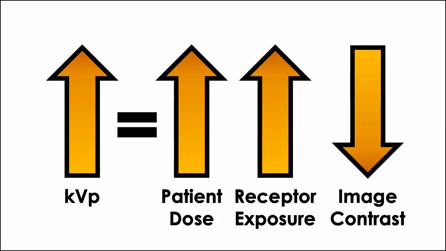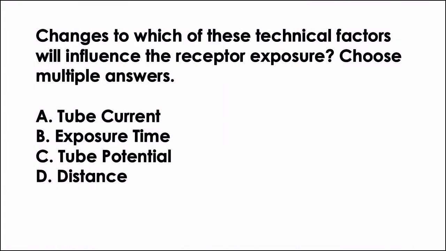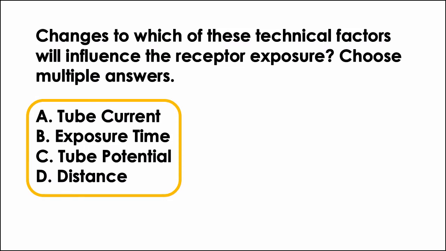Here's a practice problem to make sure you understand these concepts. Changes to which of these technical factors will influence the receptor exposure? Choose multiple correct answers. Take a minute to decide what you think the answers are. In this question, all of the variables will affect receptor exposure. Tube current, which is the mA, exposure time, which we measure in seconds, tube potential, which is just another name for the kVp, and the distance, or the SID. These all influence the receptor exposure, which is why we call them the prime exposure factors.